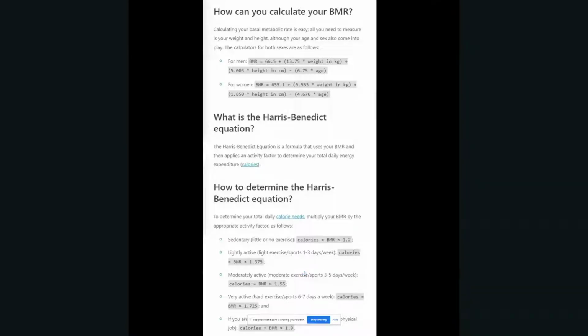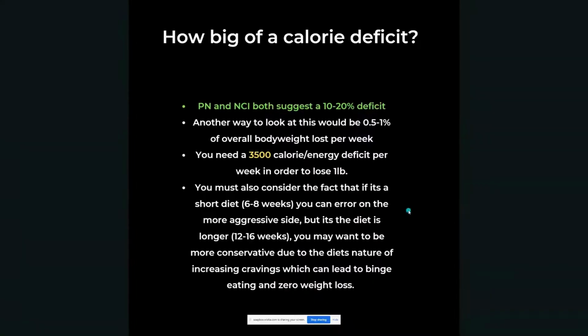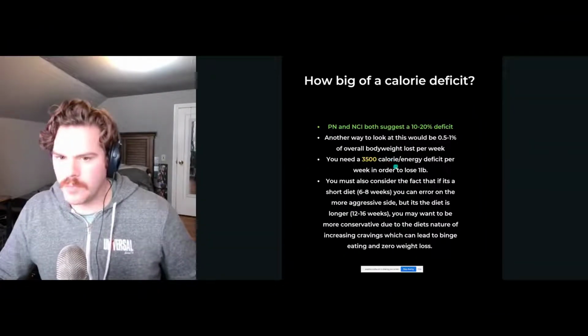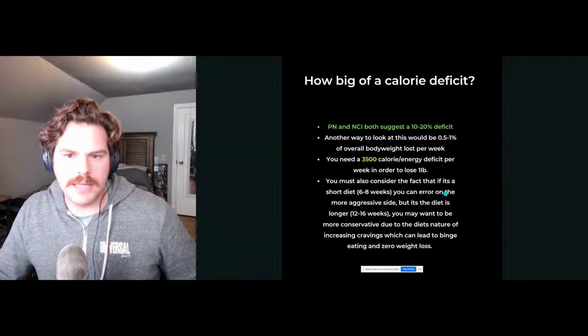But in order to figure out what your maintenance calorie amount is, you first calculate your BMR, then you multiply that by your activity factor. Okay. So now let's say you have your maintenance calories, right? Let's just say hypothetically your maintenance calories are 2,400, something like that, right?